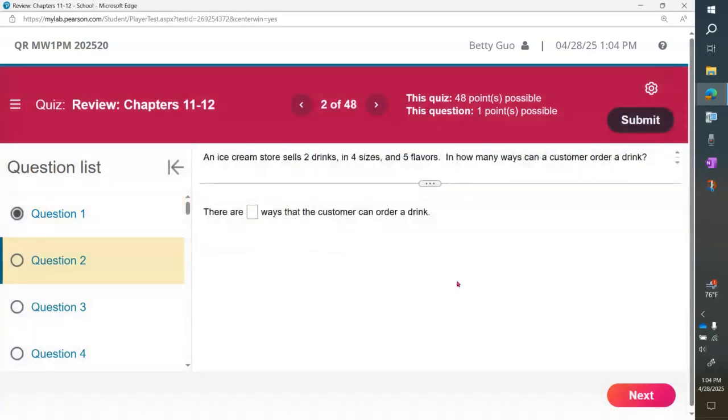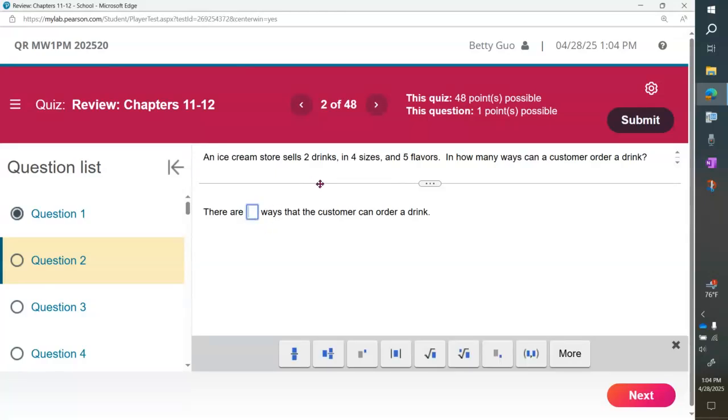Question number 2. An ice cream store sells 2 drinks in 4 sizes and 5 flavors. In how many ways can a customer order a drink? This is also an application of the fundamental counting principle. So we choose the drink first, then select the size, and then decide on the flavor. This is a 3-part task. 2 times 4 times 5. 2 times 4 is 8, 8 times 5 is 40.